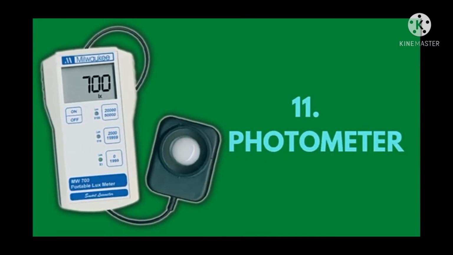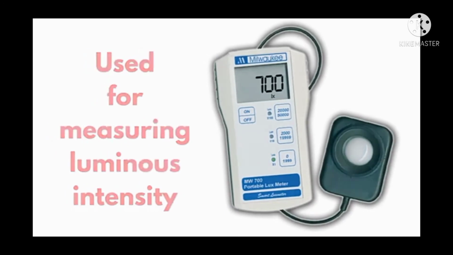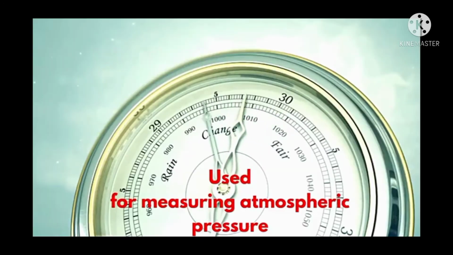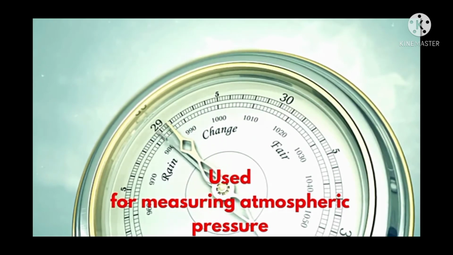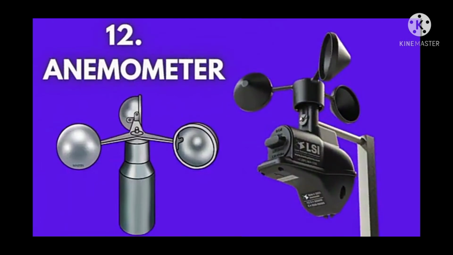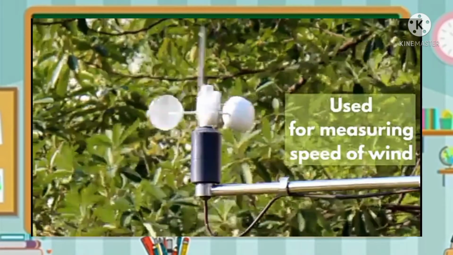Next is photometer, used for measuring luminous intensity. Next is aneroid barometer, used for measuring atmospheric pressure. Next is the anemometer, used for measuring speed of wind.